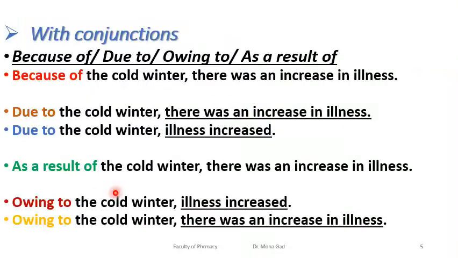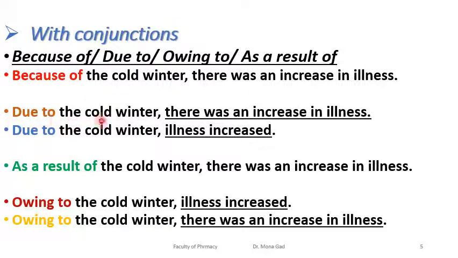Next, we put the emphasis again on the cause, but using conjunctions. Conjunctions are like because of, due to, owing to, as a result of. Because of, notice that now we started with the conjunction. Because of the cold winter, so the conjunction, followed by the cause, then the effect. Because of the cold winter, there was an increase in illness. So here again, the emphasis is on the cause.